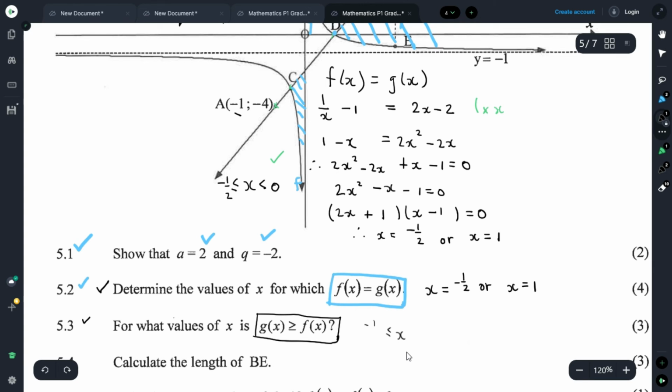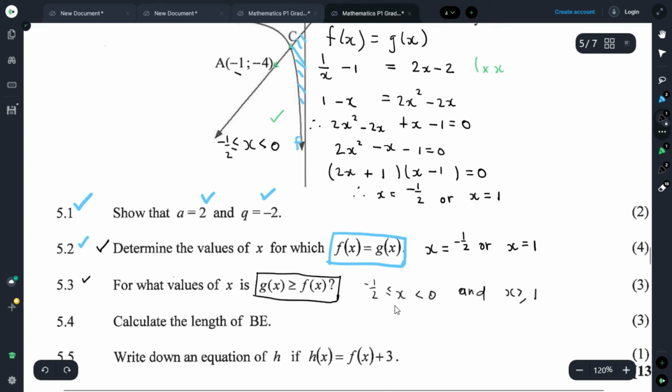So x has to be greater than or equal to negative half or smaller than 0, and x has to be greater than or equal to 1. So moving along, now they want us to find the length of BE.